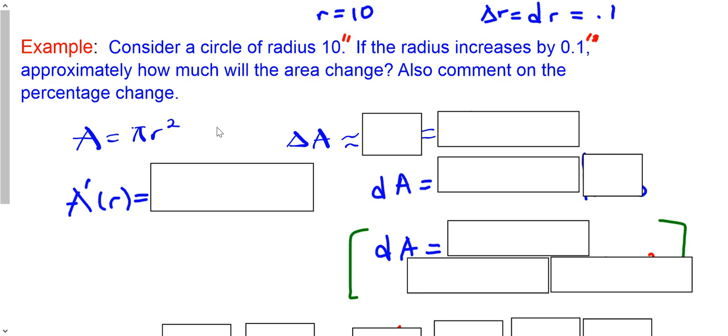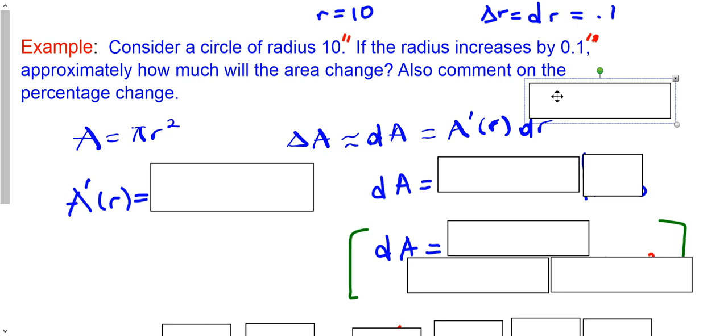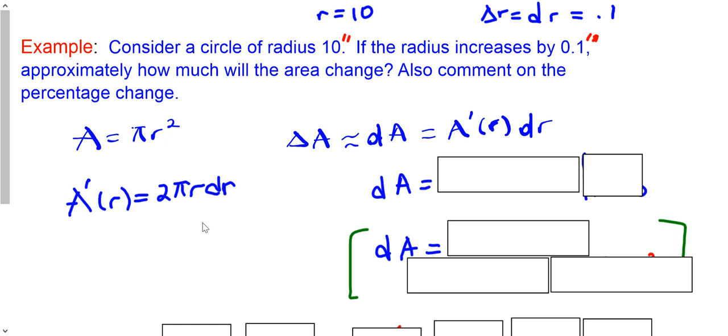So here the formula, we're going to use only basically the second part of the formula. Delta A can be approximated by dA, which is A prime of r times dr. This was the second part of that formula, A prime of r times dr. And what is A prime? Differentiate this, you get 2 pi r dr.